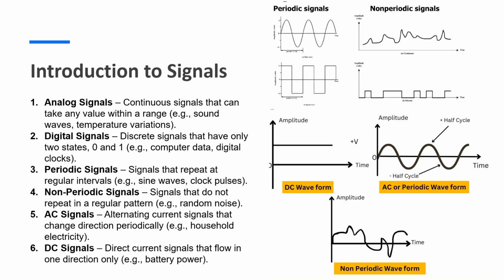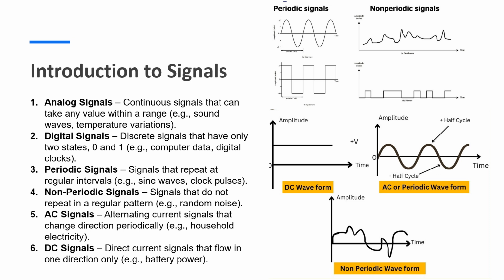In addition to the analog and digital, we have some more signals. So we are not going to learn about these signals in this module, but I want you to know, right? So the third one is the periodic signals. That signal represents regular intervals. For example, sine waves or clock pulses. Sine waves, in your high school you learned about sine, cosine, that graph, right? So that kind of wave is called periodic signals.